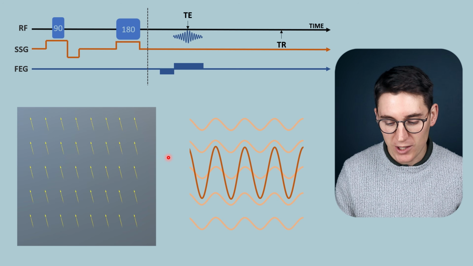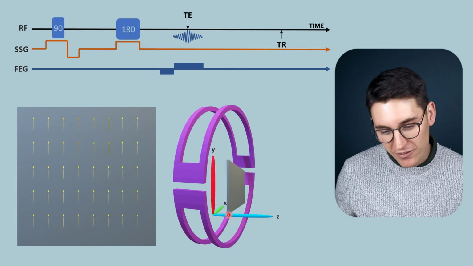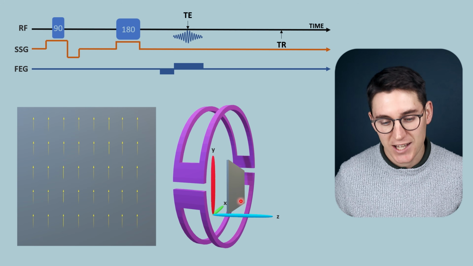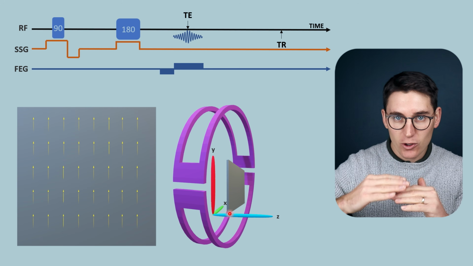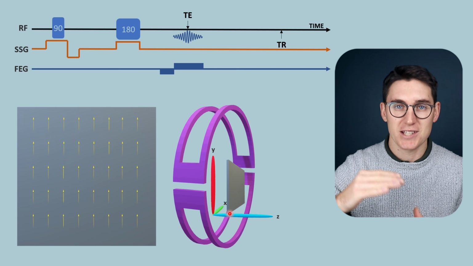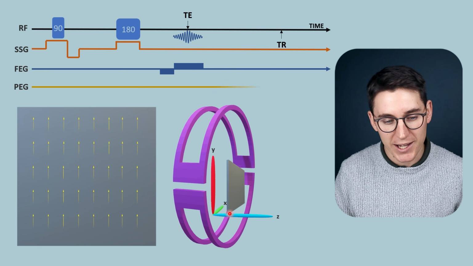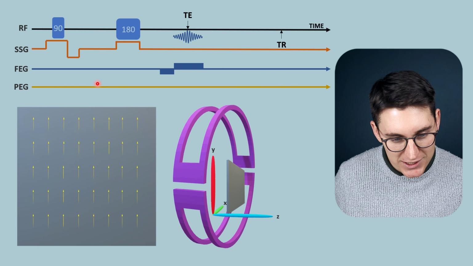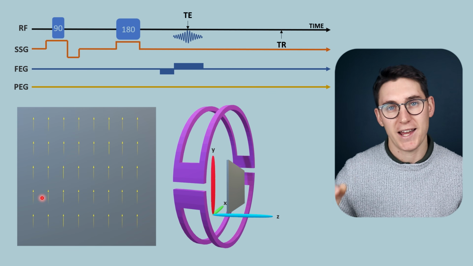In order to do that, we can look at our slice within the Cartesian plane here. We have applied a frequency encoding gradient along the x-axis. Now we need to apply some sort of gradient along the y-axis in order to introduce some differences based on y-axis location. The way we do this is by applying what's known as a phase encoding gradient. Now the phase encoding gradient can't induce frequency changes along the y-axis.